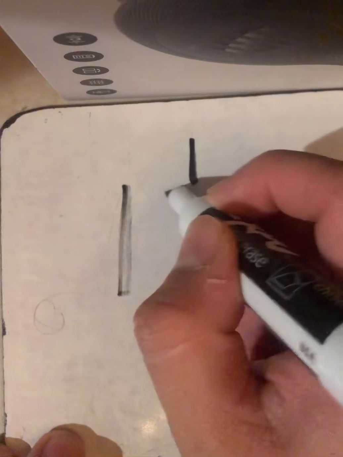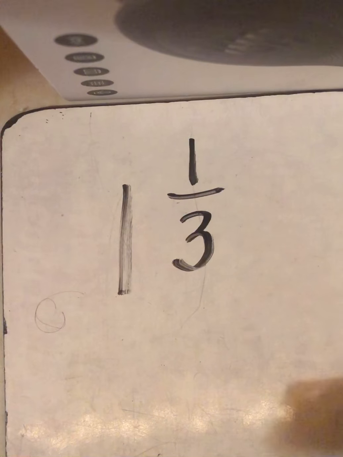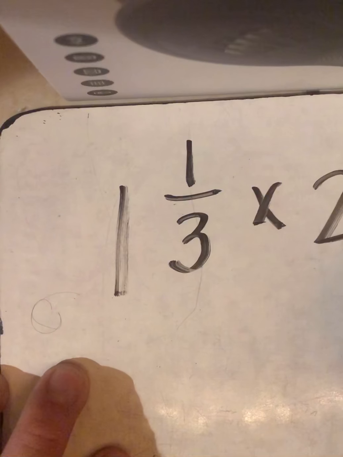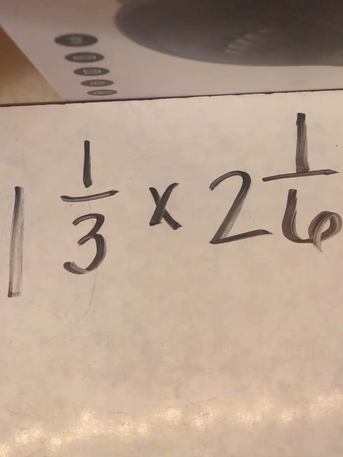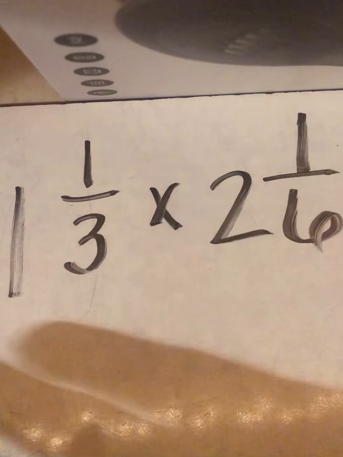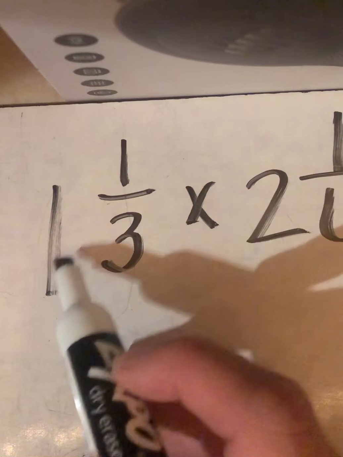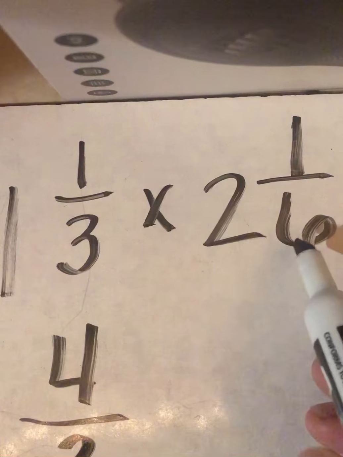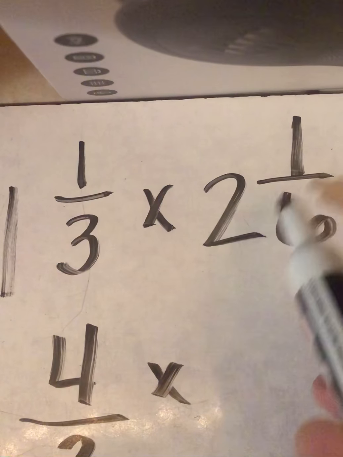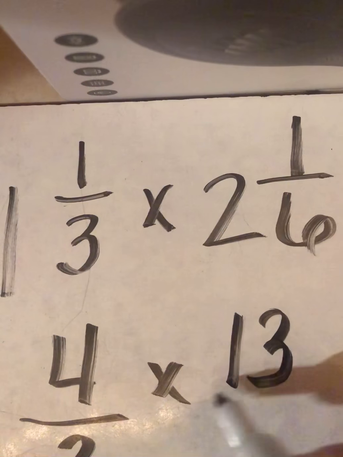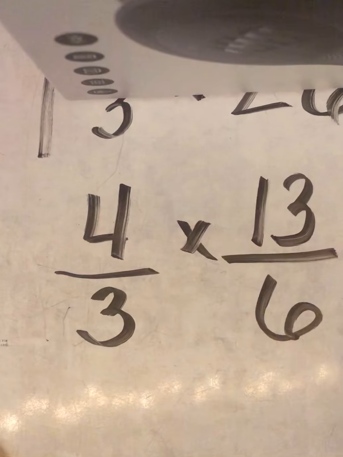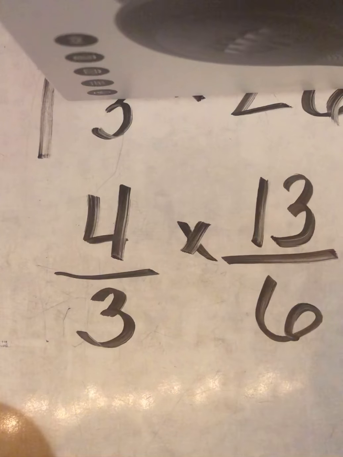The next example will be 1 1/3 times 2 1/6. Okay, so my first step is to rewrite the mixed numbers as improper fractions. 3 times 1 is 3, plus 1 is 4. 4/3. Times 6 times 2 is 12, plus 1 is 13. 13/6. Bam. We're not done yet because I have to cross simplify.